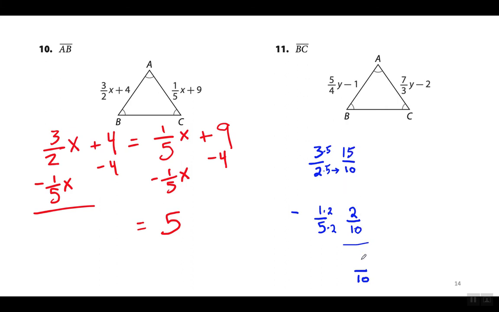15 minus 2 is 13. 13 over 10. Alright, so when I subtracted this, what I get is 13 over 10x. 13 over 10x equals 5. Alright, now, next step. This is a number in front of a variable. So this is multiplication. So when I move it to the other side, I'm going to do the opposite.